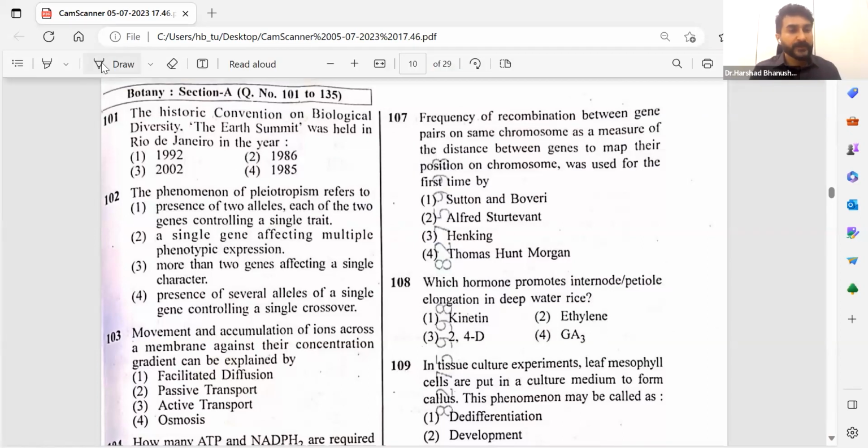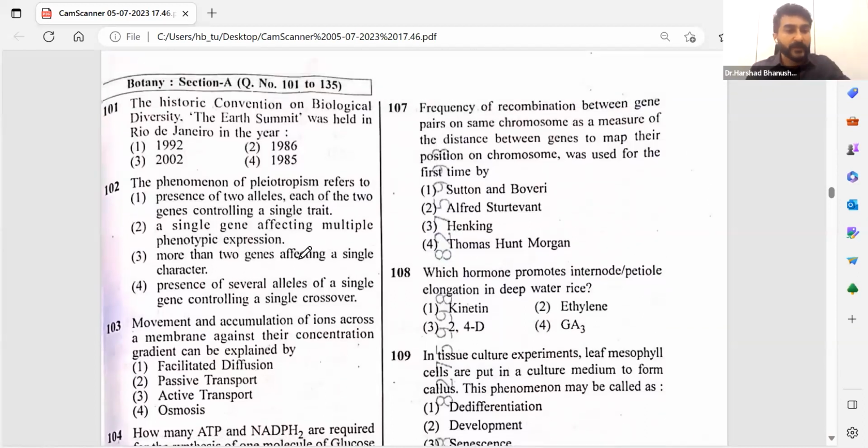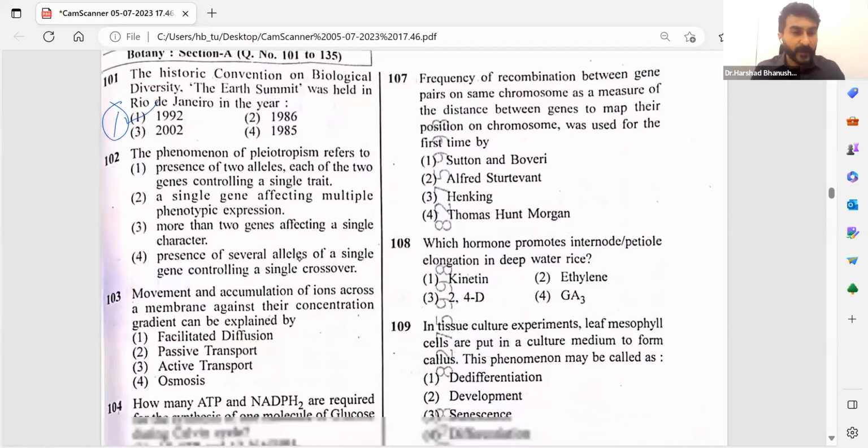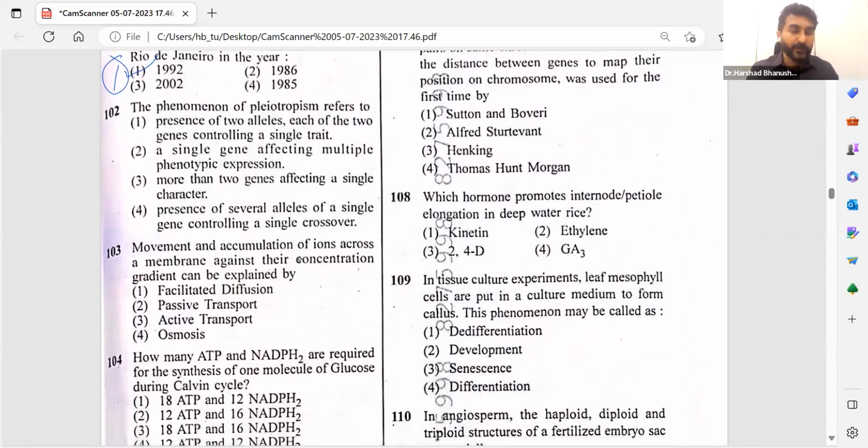So we go on to the first question, which talks about the Earth Summit. This is a biodiversity question. The Earth Summit was conducted in 1992. So the answer for this would be option number one. The second question talks about pleiotropism. You know, phenylketonuria is the example of pleiotropism, whereby a single gene is responsible for affecting multiple phenotypic expressions. So the answer would be two in this case.